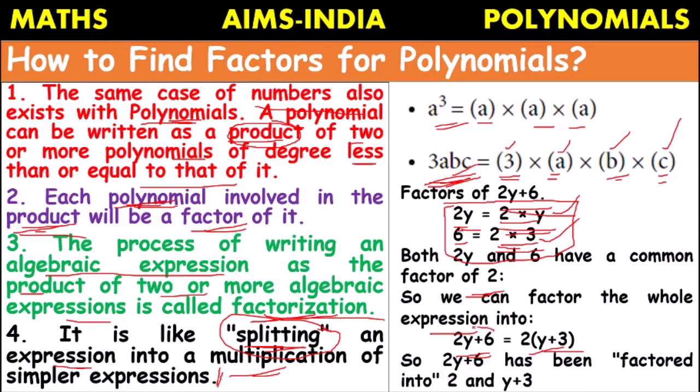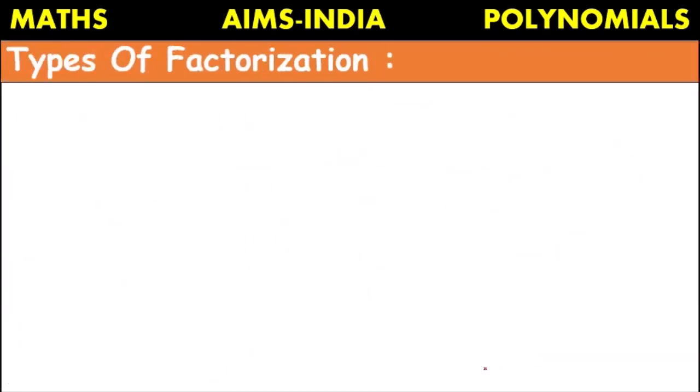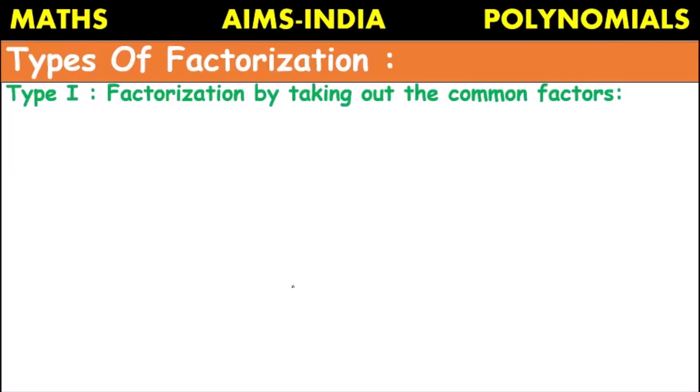So 2y plus 6 has been factored into 2 and y plus 3, as a product of 2 and y plus 3. Like this, not only for numbers, even for polynomials, by the process of factorization we can find all possible factors. Let's see the types of factorization. Type 1: factorization by taking out the common factors. The first method is how to factorize a given polynomial by taking out the common factors.